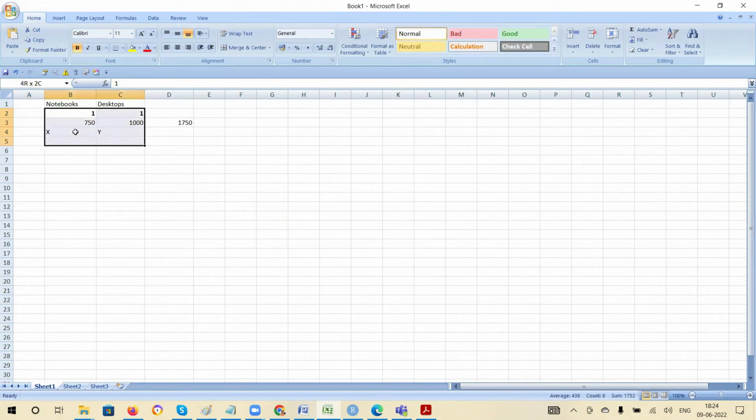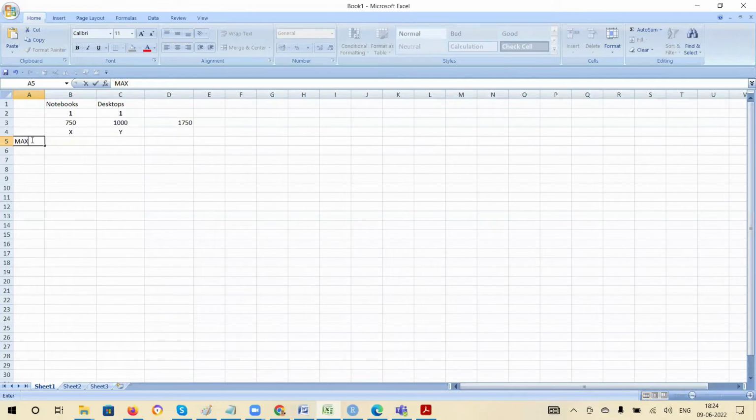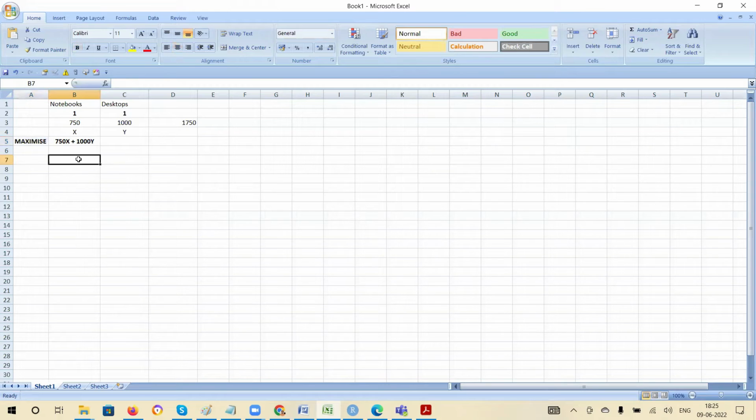So our objective function is to maximize profit, right? Maximize what? 750x plus 1000y. What is the maximum value of this? This is what we need to find. Did you understand, everyone? Yes, sir.